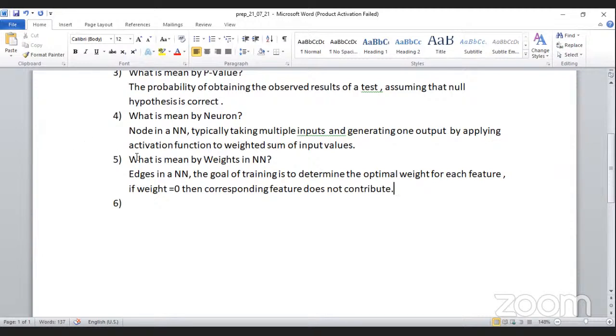So the next question is, now we know what is meant by neuron and what is meant by weights. Based on that, what is meant by neural network?